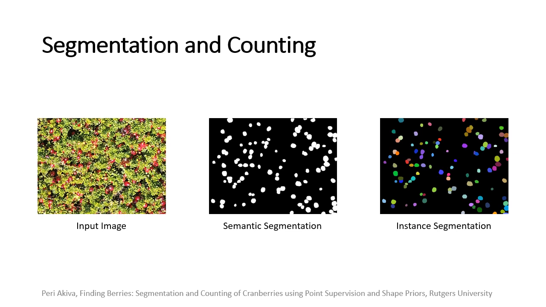Counting, as the name suggests, is the ability to compute the number of occurrences of a given class in an image. Perfect instance segmentation infers perfect counting.